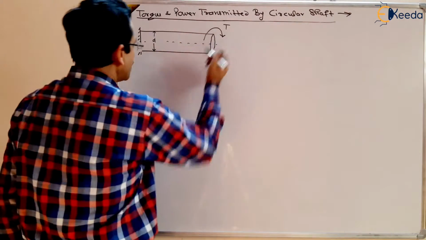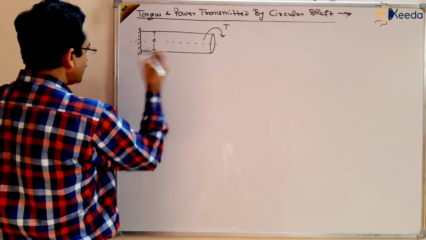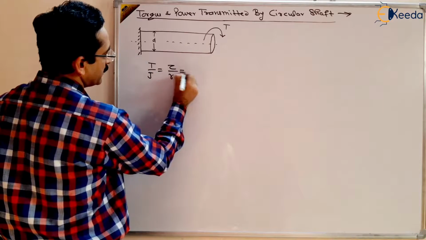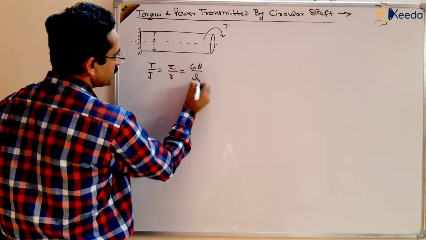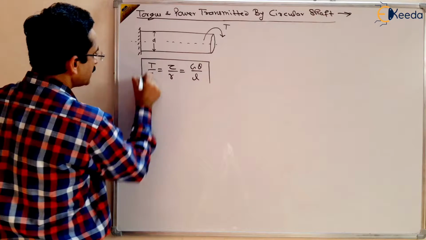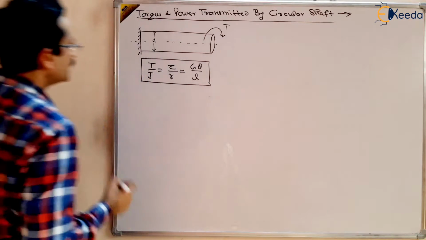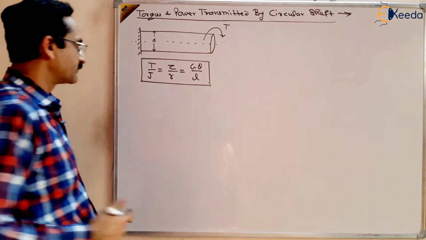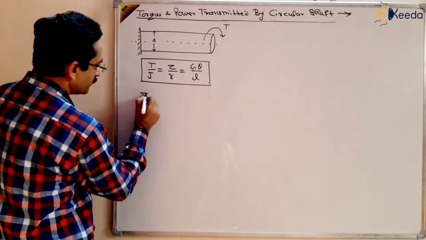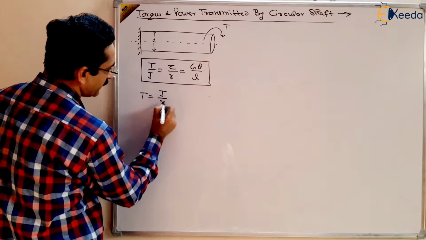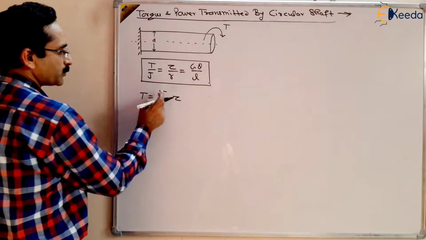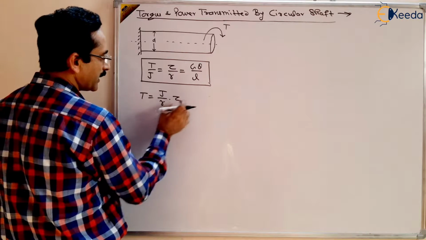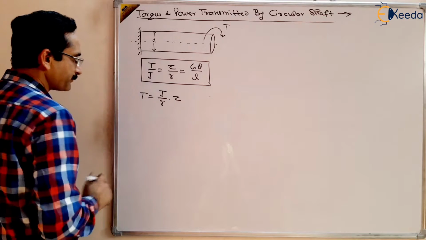So what is the torsional equation? Remember the torsional equation: T by J equals tau by R equals G theta upon L. Suppose shear stress is given and we want to find torque, or vice versa. Then torque T will be equal to J by R multiplied by tau. J is the polar moment of inertia, R is the radius at which the shear stress is obtained, and tau is the shear stress at radius R.